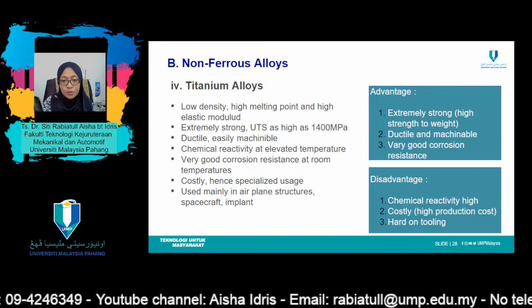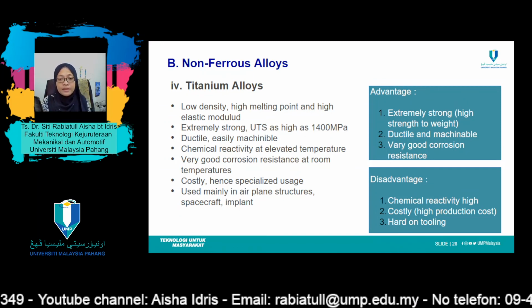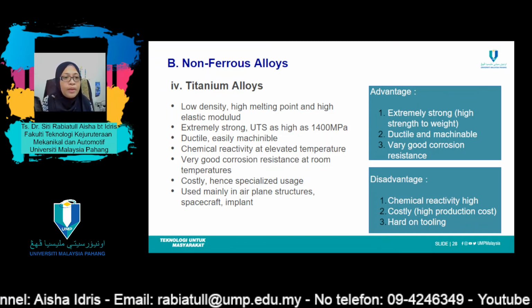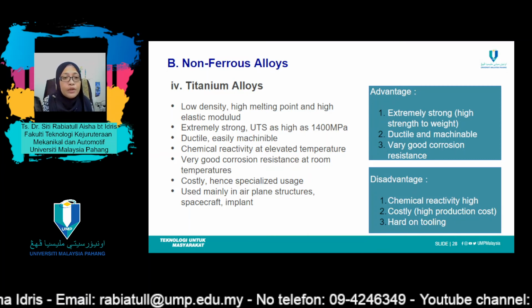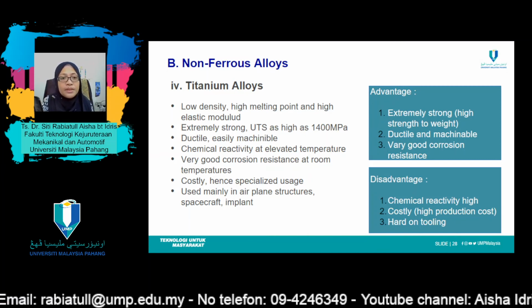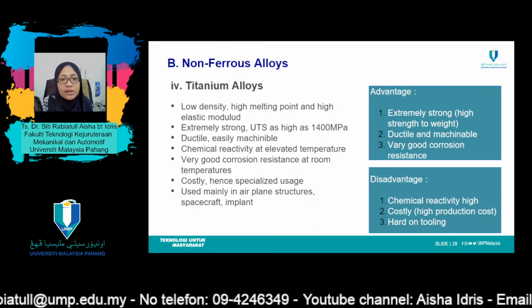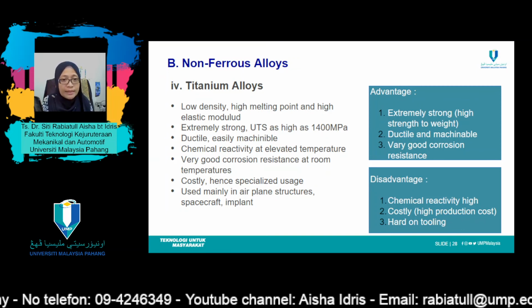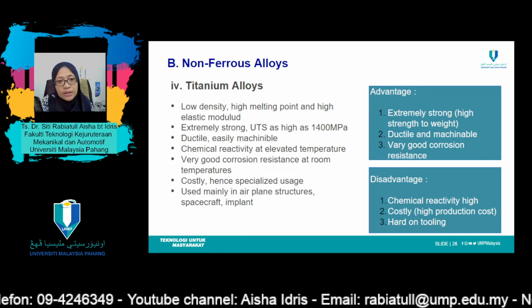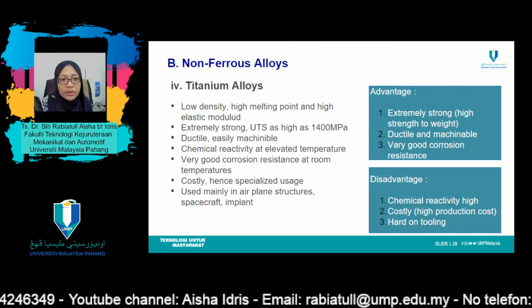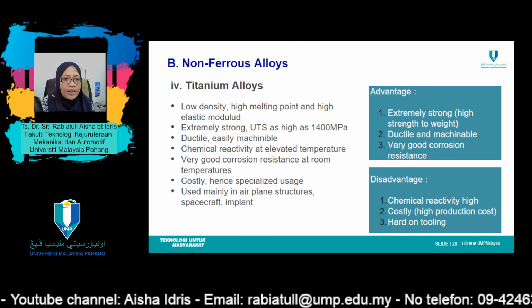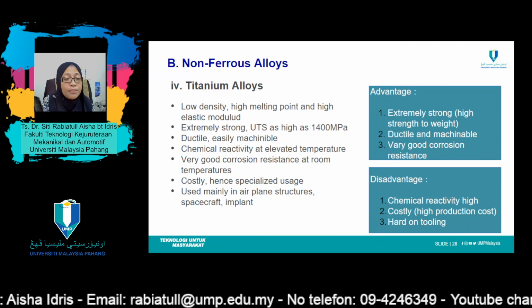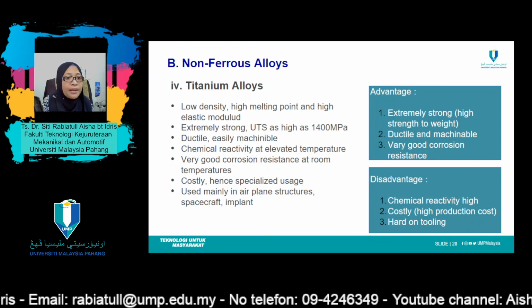Now let's move on to the next material for non-ferrous alloys, which is titanium and its alloys, whereby these types of materials are relatively new engineering materials that possess an extraordinary combination of properties. The pure metal has a relatively low density, high melting point, and elastic modulus of 107 gigapascal. The titanium alloys are extremely strong. Room temperature tensile strength can be as high as 1,400 megapascal.